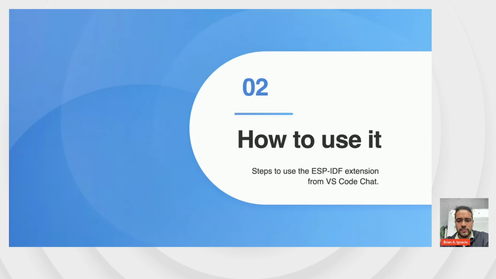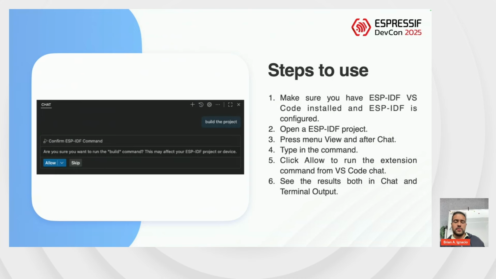So how do you use this new feature in the ESP-IDF extension from the VS Code Copilot chat? The steps to use it are quite simple. You can just use natural language to run specific commands. But in order for this to work, make sure that you have installed the ESP-IDF extension and that ESP-IDF is configured within the extension itself. Now open an ESP-IDF project, then press the menu view, and then open chat. This allows you to see the Copilot chat.